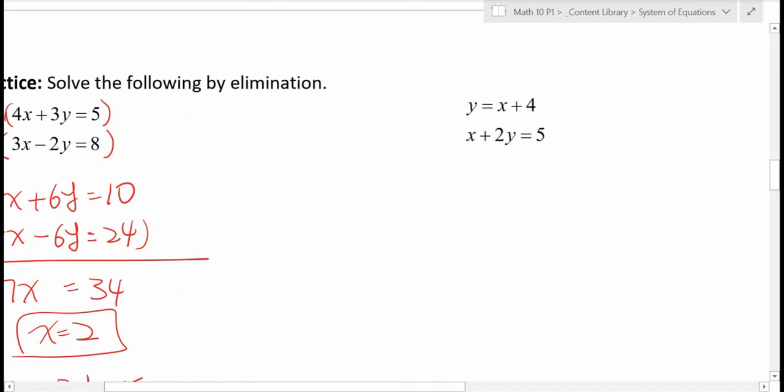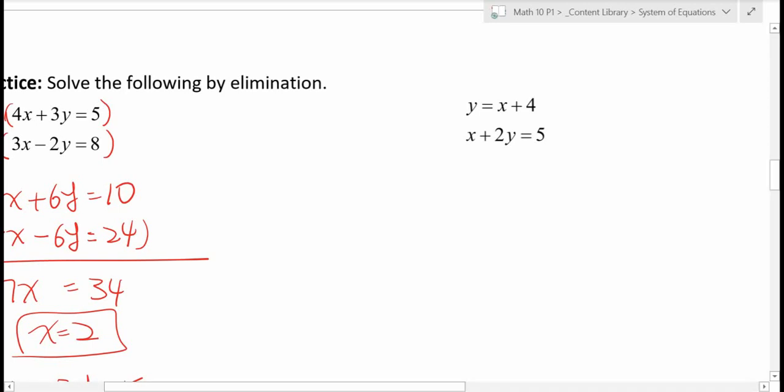Now for the second one here, to be honest with you, the way it's written, I would actually solve this question by substitution because y is already solved for you. Okay, so that's what I would probably do. But it's not always just going to be y equals, right? It could be like 3y equals 5x plus 4. Then in that case, solving by substitution might not be a good idea.